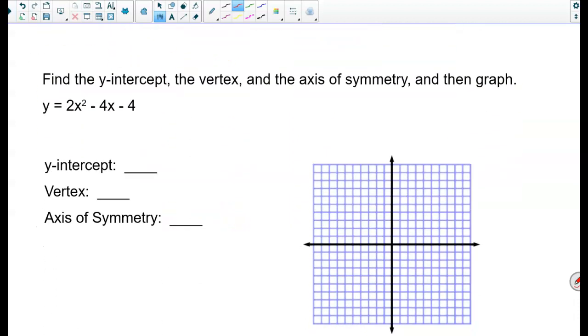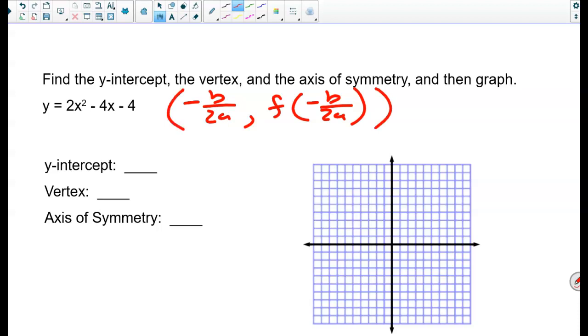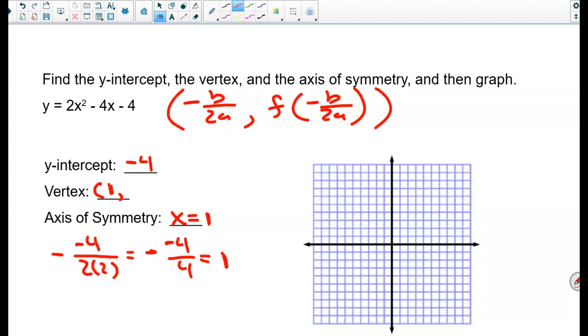Down here, I need to deal with the negative b over 2a. That's going to give me my vertex, and then plugging that value of x in for x will give me the y coordinate of my vertex. The y-intercept I can get right away. It's negative 4. So for my vertex, negative b over 2a is negative negative 4 over 2 times 2, which is 4 over 4, which is 1. So the x coordinate of my vertex is 1, which means the axis of symmetry is x equals 1.